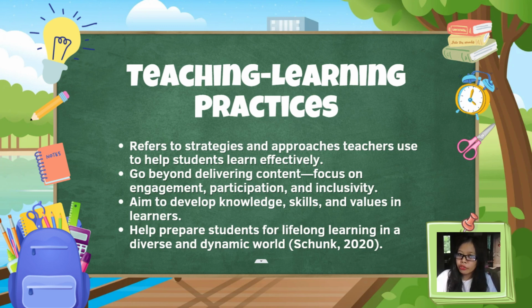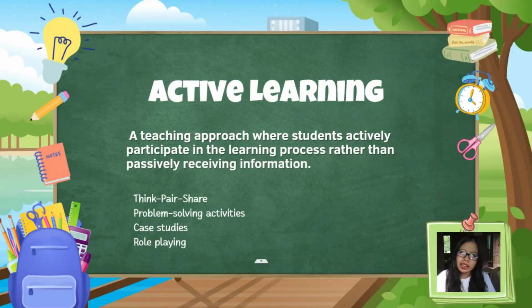I will walk you through 9 key teaching learning practices and, more importantly, show how they actually work in real classrooms. So, the first one is active learning. Active learning is about engaging students beyond just listening. For example, instead of simply lecturing, a teacher might use think, pair, share. Here, every student first thinks about a question, then pairs with a classmate to discuss, and finally shares their ideas with the class. So this approach promotes critical thinking, collaboration, and deeper understanding.